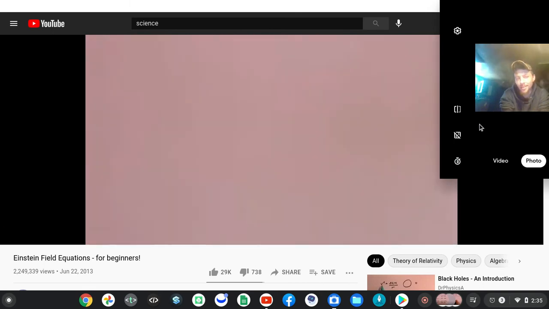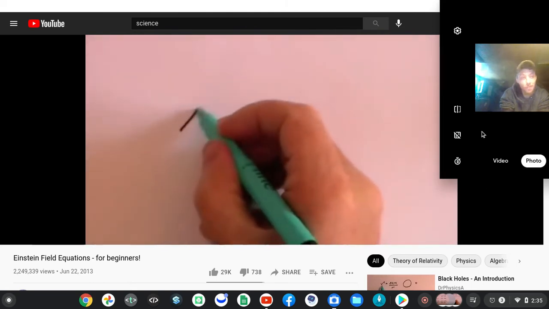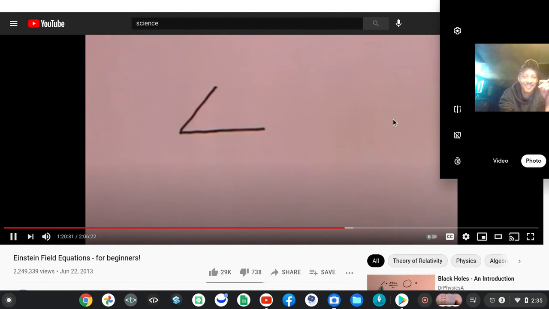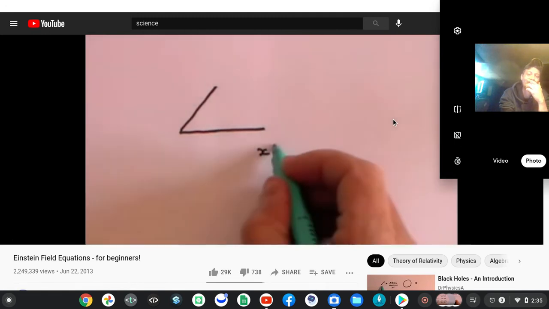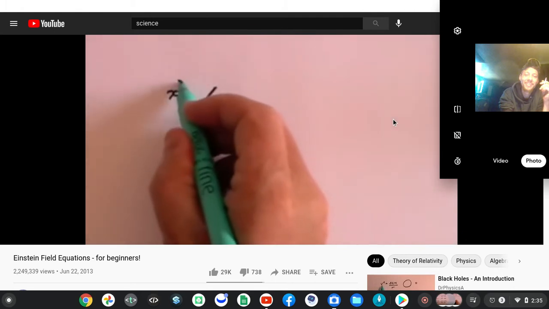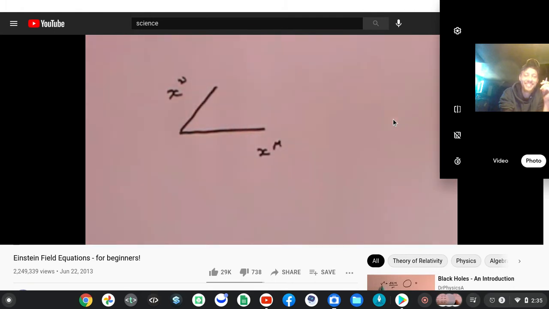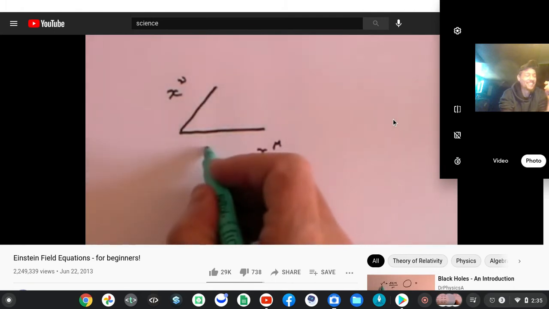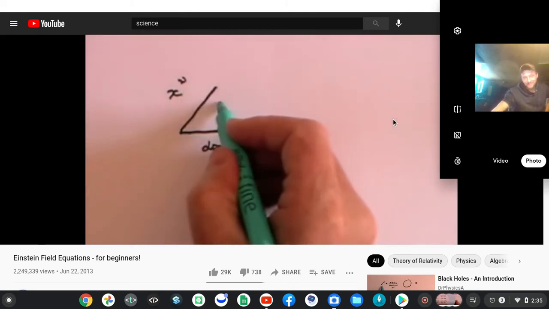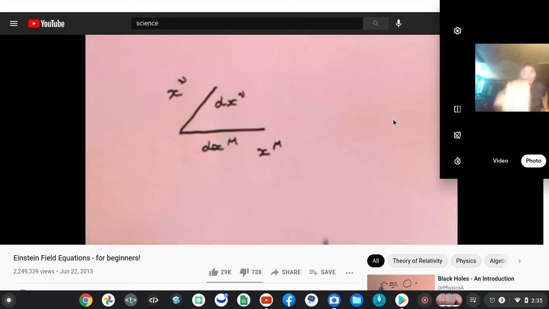So let's now take two coordinates, which do not necessarily have to be at right angles. This is the x mu coordinate. This is the x nu coordinate. And I'm going to have a distance, which I'm going to call dx mu, and I'm going to have a distance this way, which is dx nu.